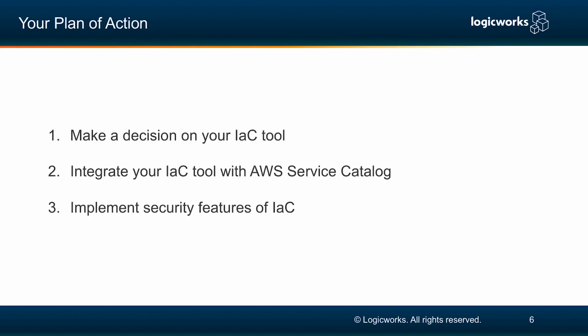So you hear this and you're all in. You love the idea of offloading this work from your team and you're ready to move forward with this plan. The next steps revolve around coming up with a plan of action. Your plan of action involves 3 steps. Number 1, make a decision on your IaC tool.